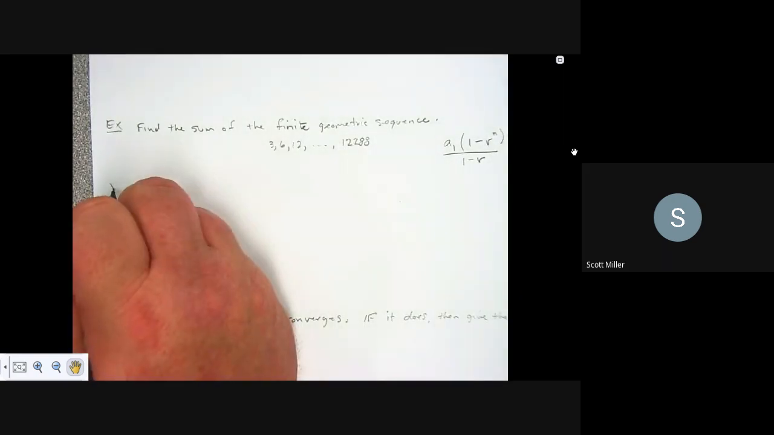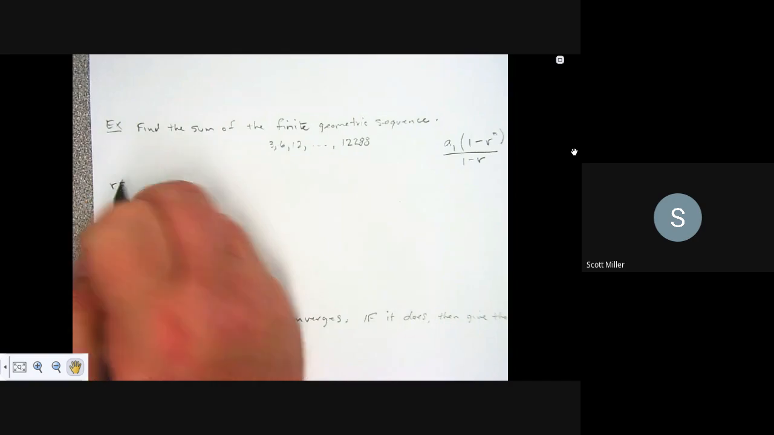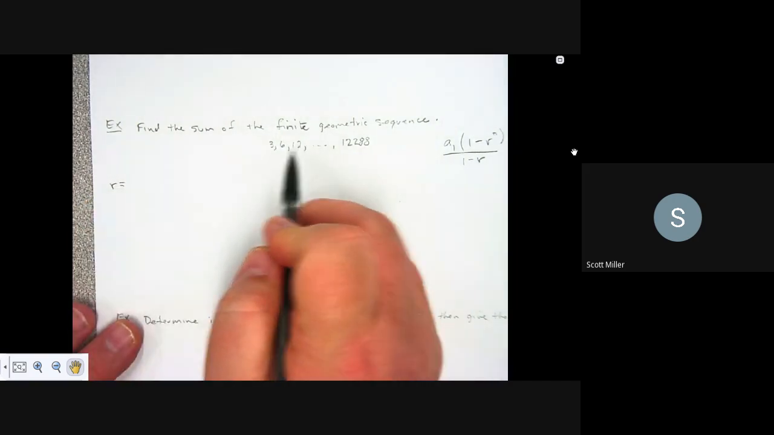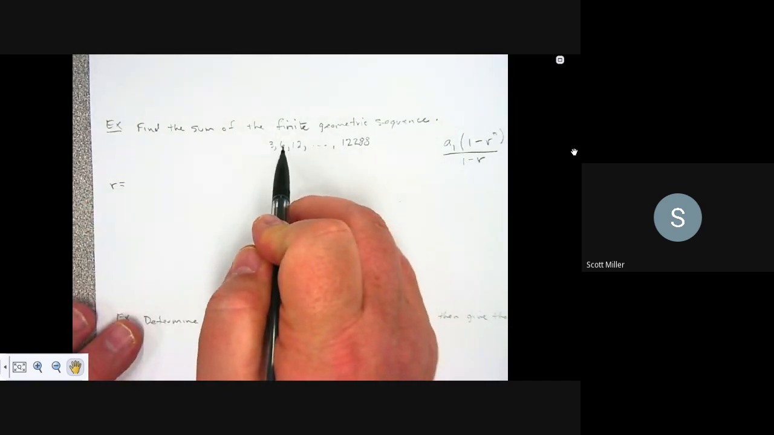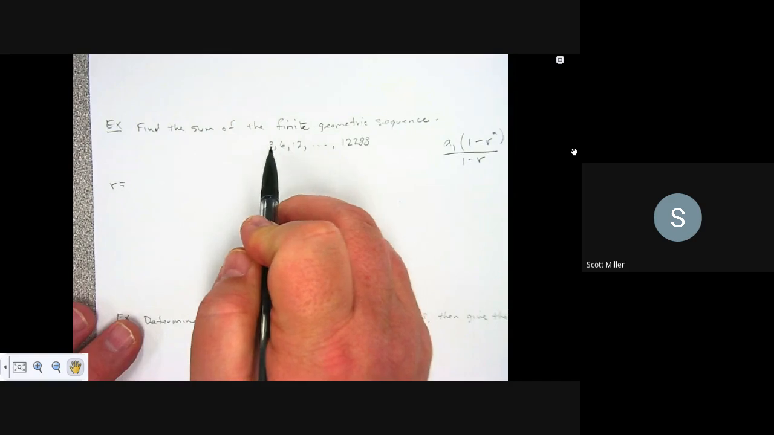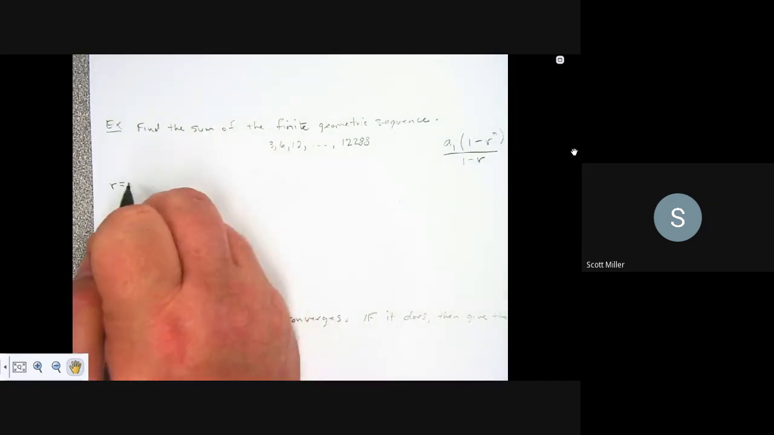So the common ratio is pretty simple to find. You simply divide two consecutive terms. So 12 divided by 6 would be 2. 6 divided by 3 is 2. So I'm pretty confident r is going to be 2.